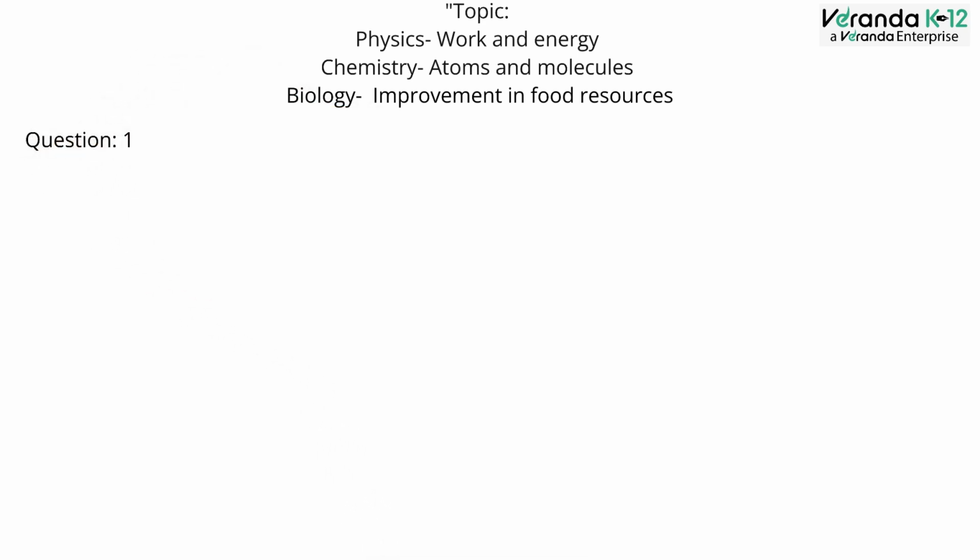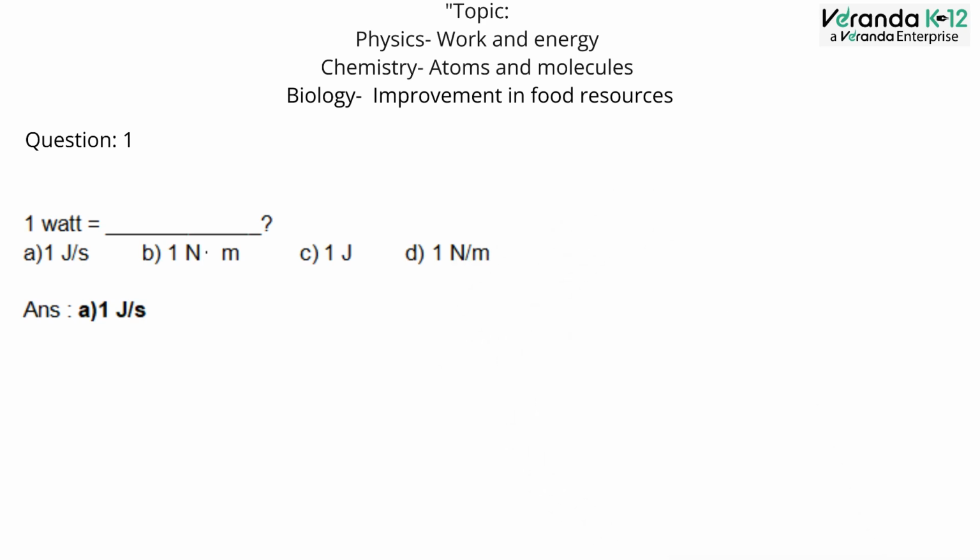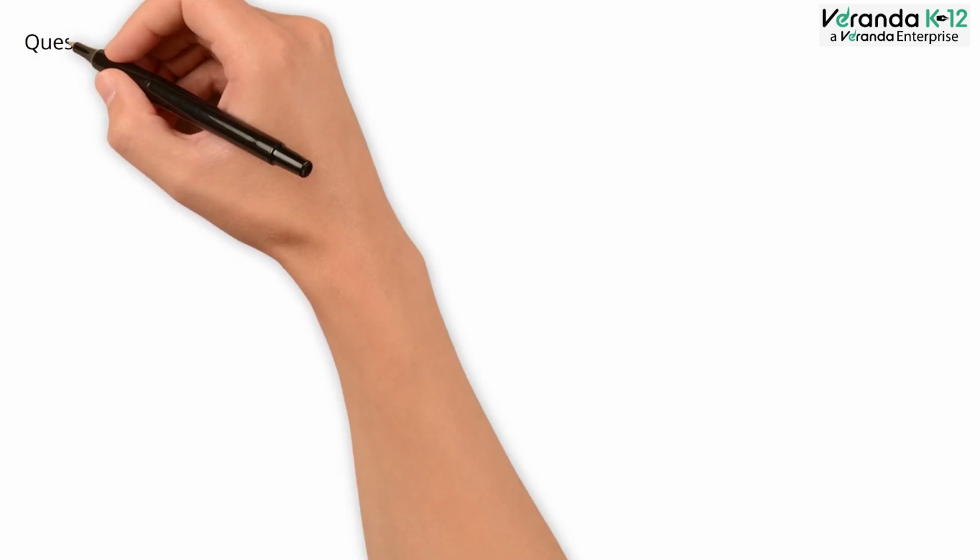1 watt is equal to dash. Option A, 1 joule per second. Option B, 1 Newton meter. Option C, 1 joule. Option D, 1 Newton per meter. The correct answer is option A, 1 joule per second. What is the SI unit of power? Power means the rate of doing work.